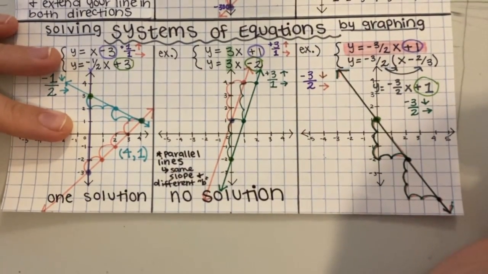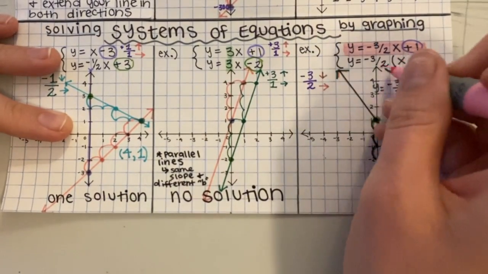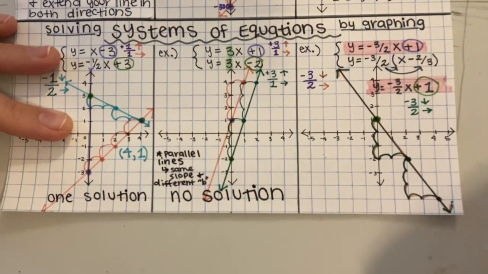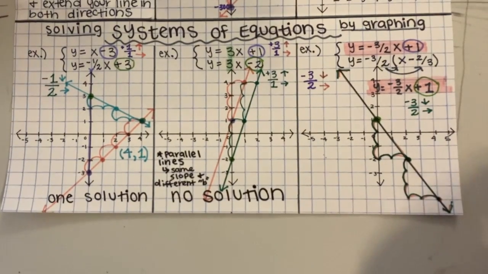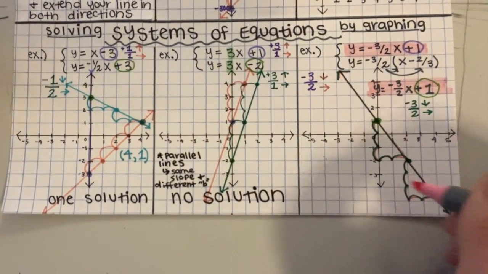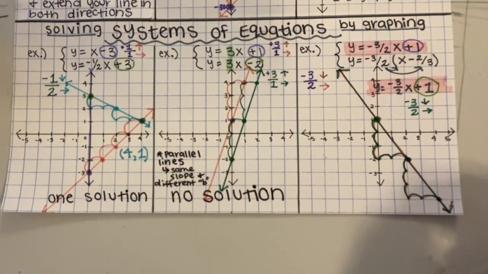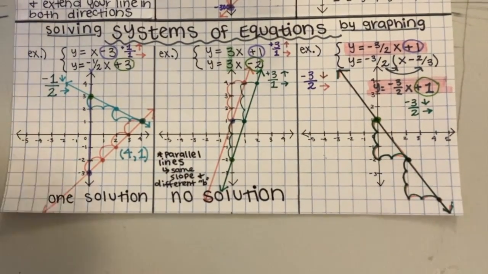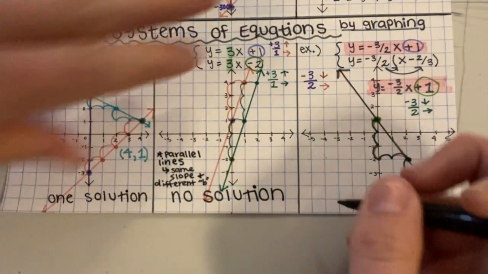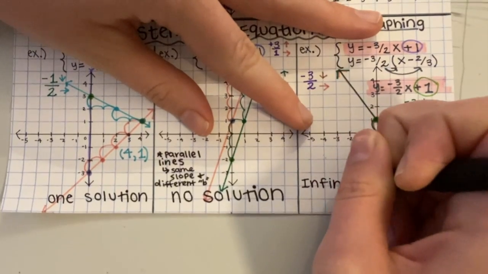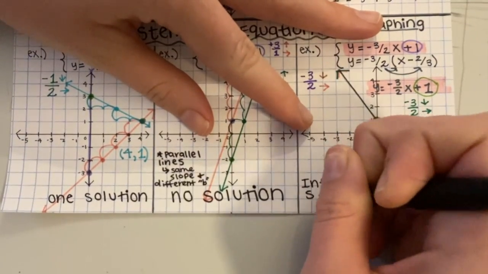So I've got y equals -3/2 x plus 1. And then once I distributed that number, I had -3/2 x plus 1. When my equation is the exact same, I have the exact same line, which means they are constantly overlapped. There is no point at which they're not touching. So the solution is just infinite. So we're going to write infinite solutions.